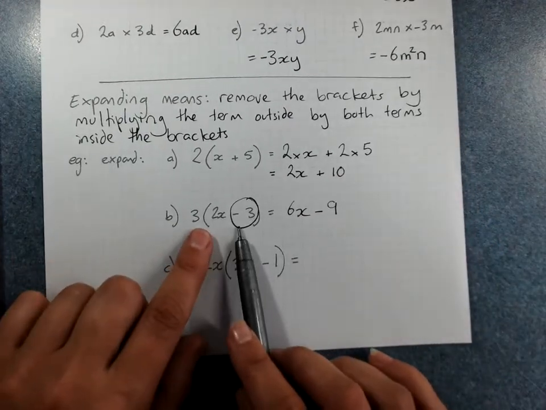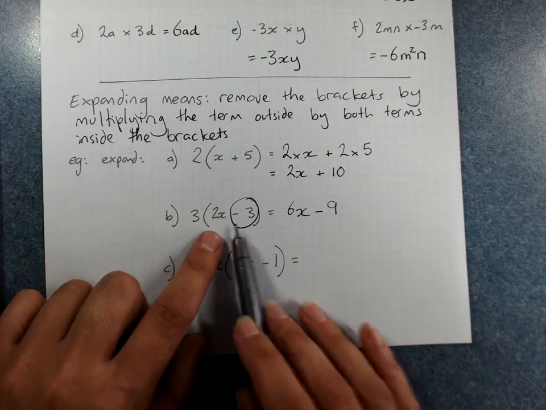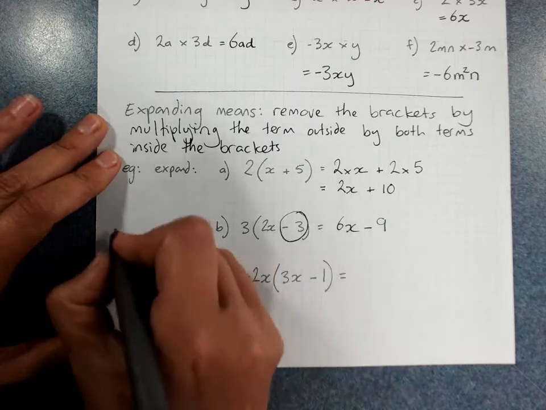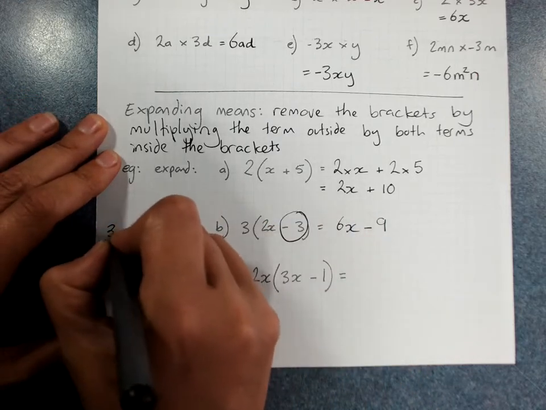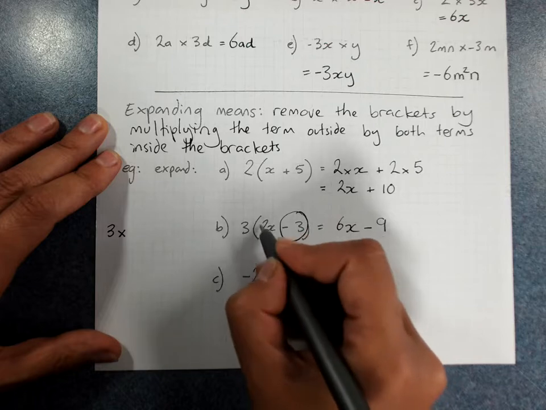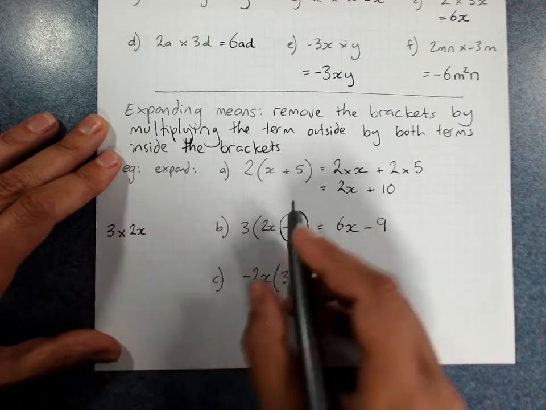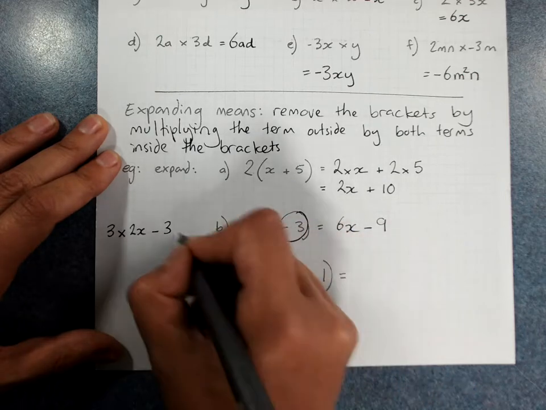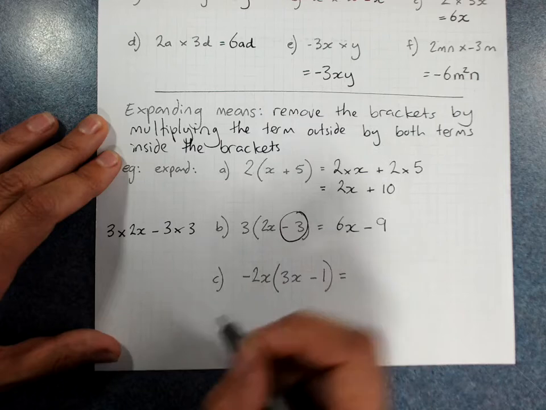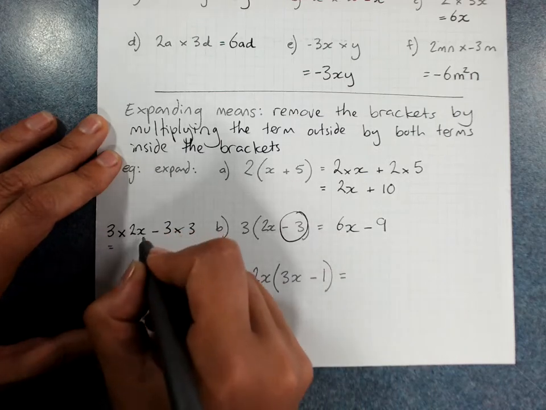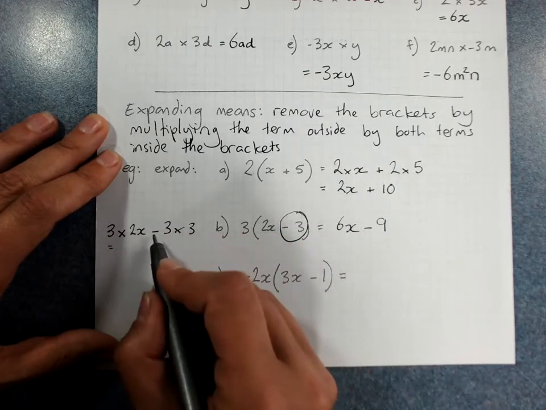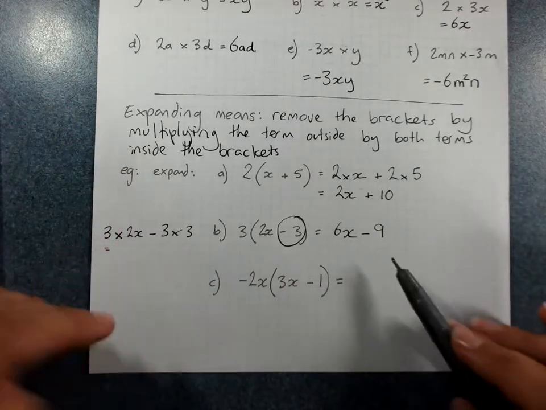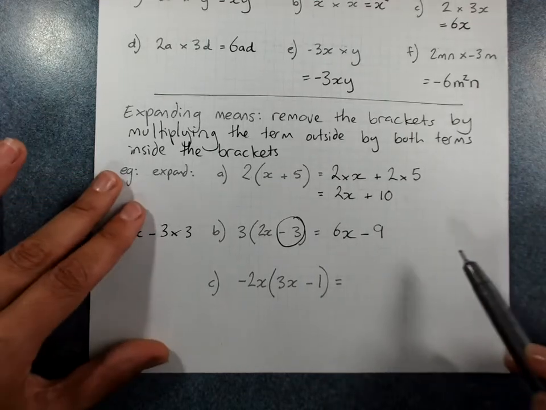So if you're not sure about this, we could have done the working to make that a little bit easier. Let's do the working over here just in case you'd prefer it. The thing out the front, 3 times the first term in the brackets, and then put down this sign, minus the number out the front times the second thing. And that would give me 3 times 2x is 6x, minus 3 times 3, which is 9. So either way will work. Do whatever's easiest for you to get the right answer.